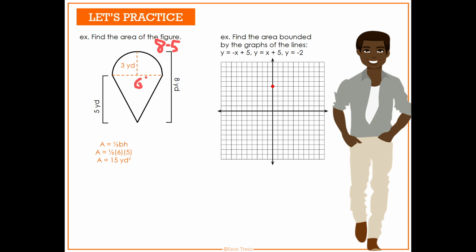Alright, now that's 8 minus 5 giving us that 3. Let's go through and calculate this. Remember we said earlier this is part of those 2 radii making a diameter. That's where this 6 comes from. So we got 1/2 6 times 5, which is 15.